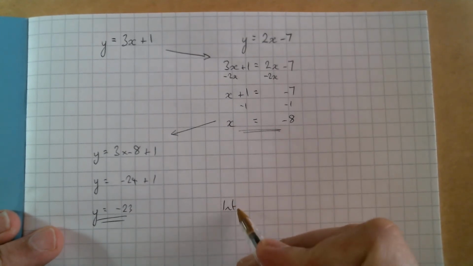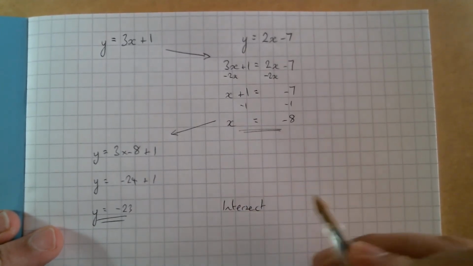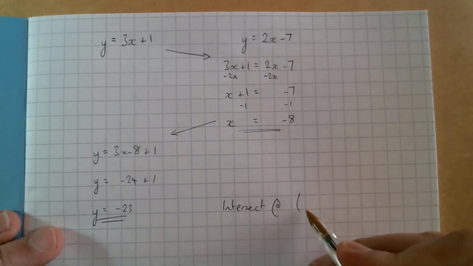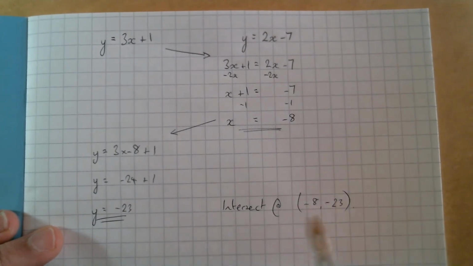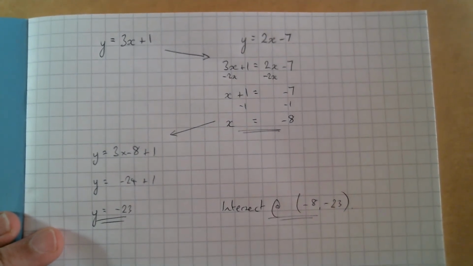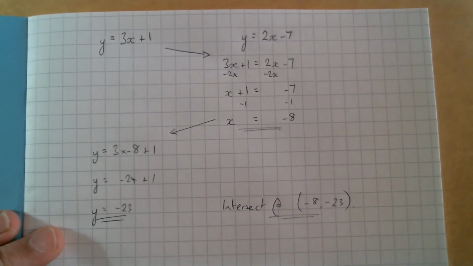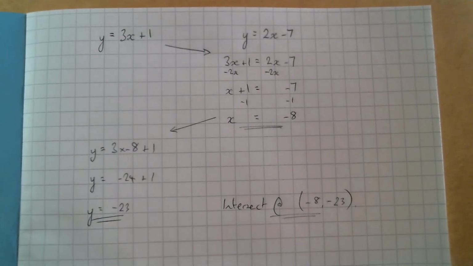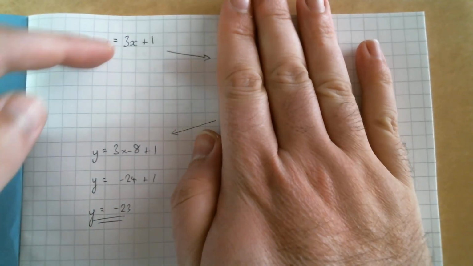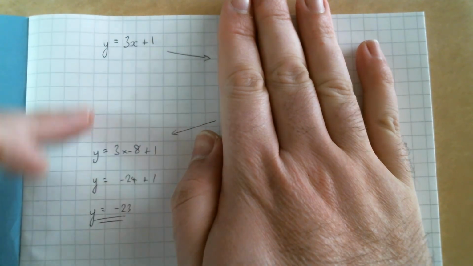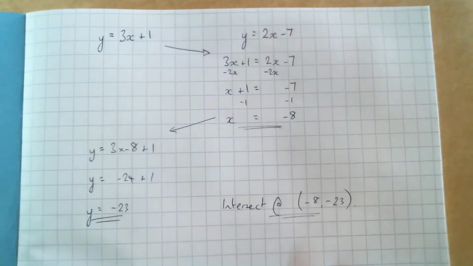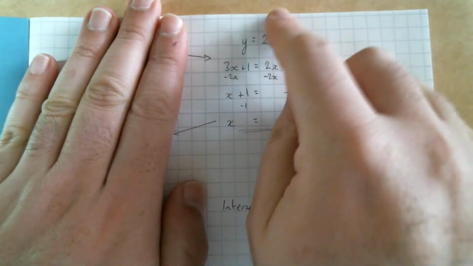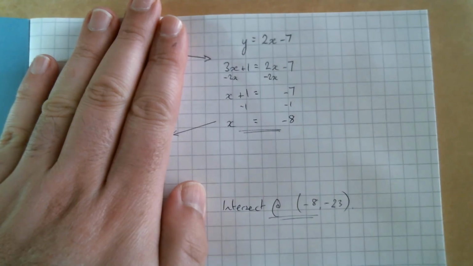And so these two lines, if we were to plot them on a graph, they intersect at an x value of -8 and a y value of -23. And we have solved those simultaneous equations by substitution. Notice in the working, if I cover the right-hand side, all of this follows. You can see the working following down the page. If I cover this, you can see again the working following down the page.